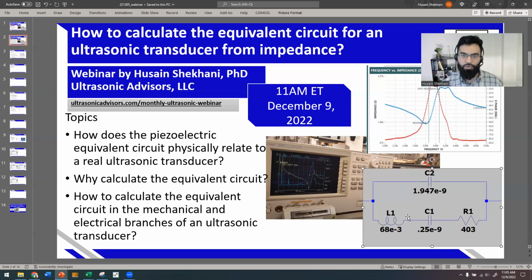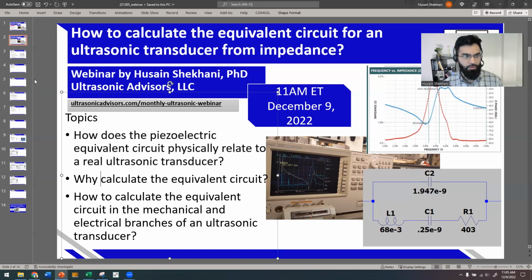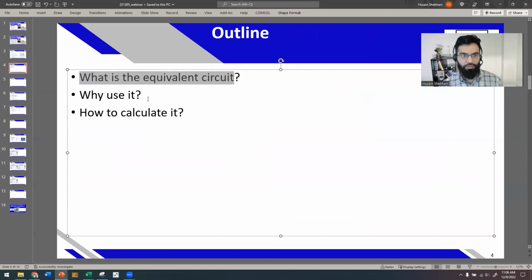This is useful when you're not doing impedance measurements on an impedance analyzer, you have a different product or a different custom system, or you just like to know what these parameters mean and how to calculate them instead of just relying on your impedance analyzer. So first, a couple of things we'll go through today: what is the equivalent circuit, why do we need to use it, and how to compute that equivalent circuit.